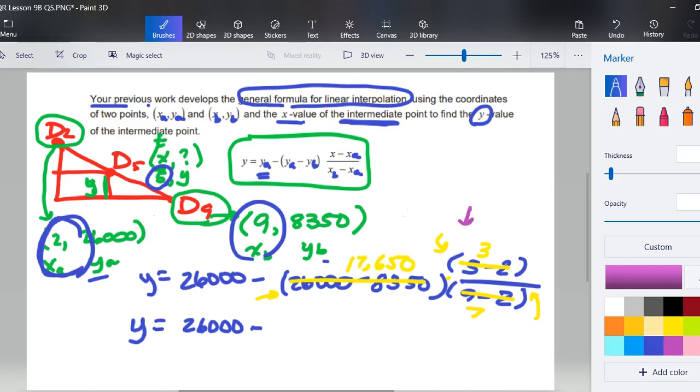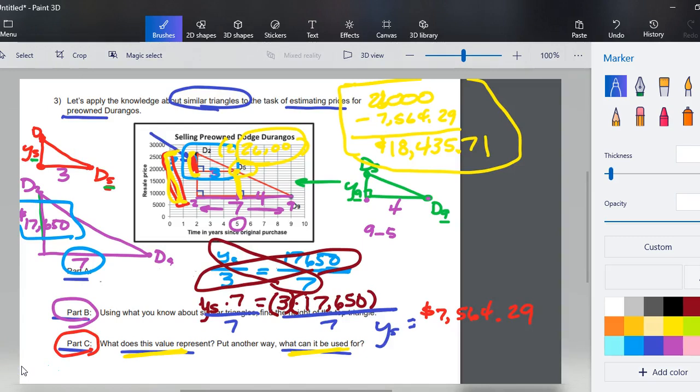I'm going to go ahead and say 3 divided by 7, and I'm going to hit equals. I'm going to keep going to the front, and I'm going to say times $17,650. I'm going to go ahead and round this, $7,564.29. And when I do the final calculation of $26,000 minus $7,564.29, I'm getting a value of $18,435.71.